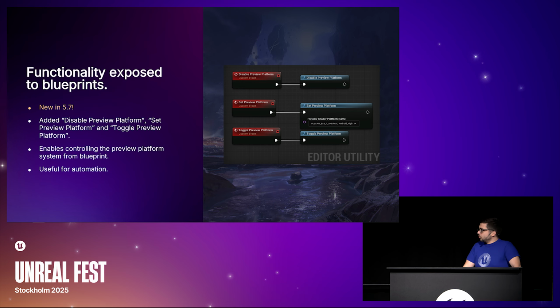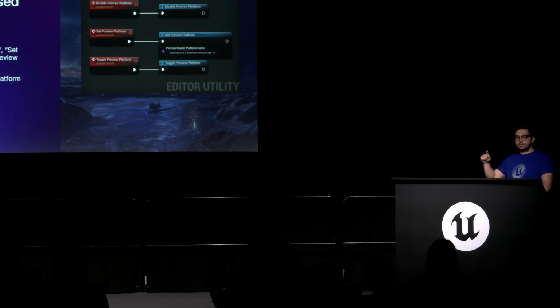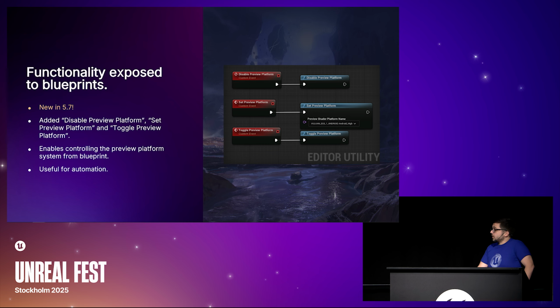What's nice about these is that you can make blueprint logic with it. You can set it up for automation. If you want a different capture or different setup, you can just make this blueprint and run it, and we'll go through different preview platforms, and it should just work. So again, this is useful if you have any kind of automation that might benefit from sanity checking, for example, a certain feature on a preview platform. This can be used.